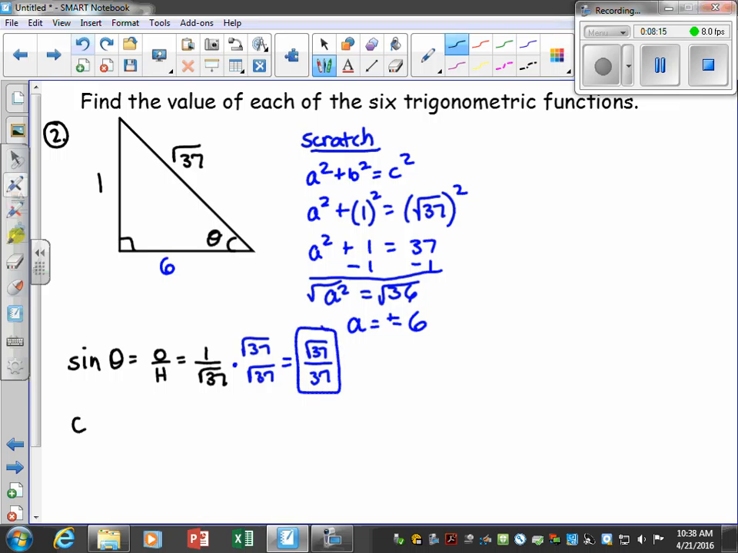Cosine of theta is going to be your adjacent over your hypotenuse. Alright, so from theta, adjacent would be 6. Hypotenuse, once again, is square root of 37. And so what about this? Same thing. We need to take the algebra step to simplify. And this would give us 6 square root of 37 over 37.